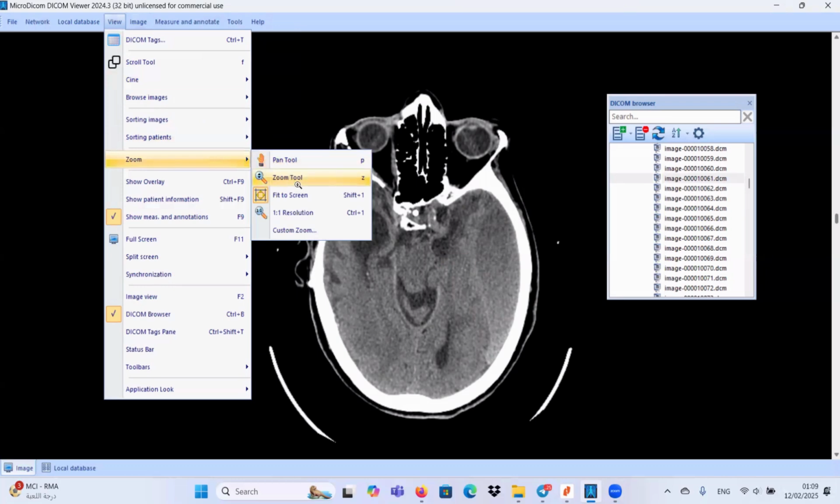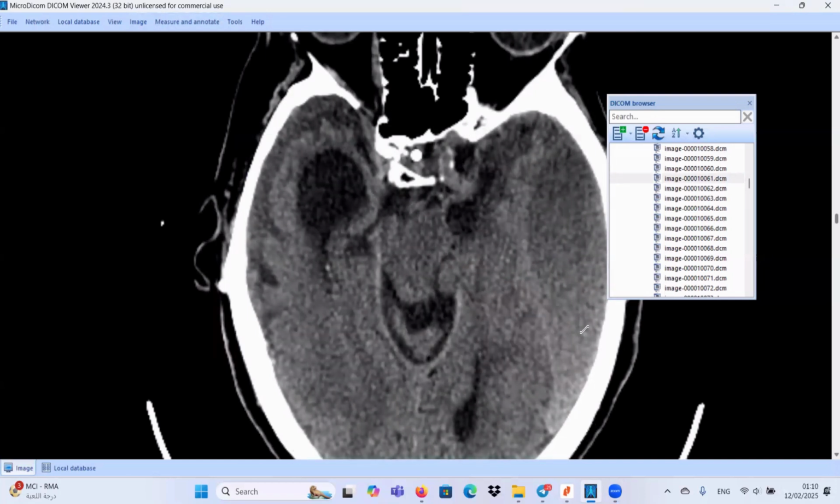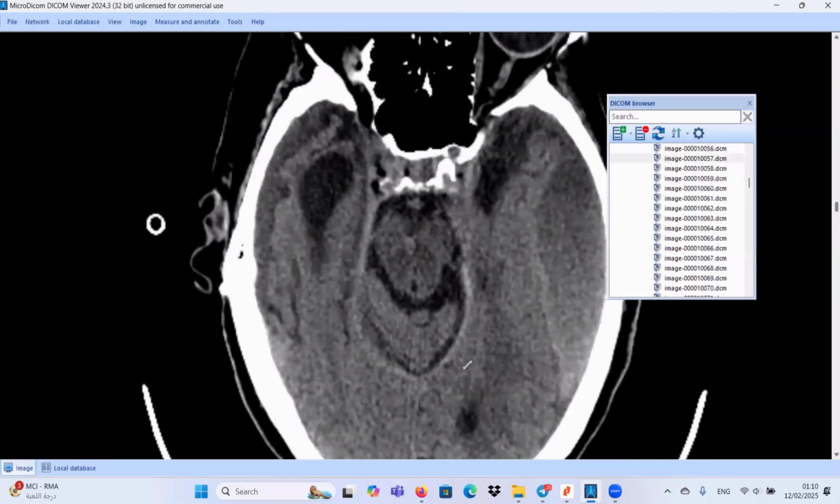So we have here at this region, this is the site of the tentorium cerebelli, and we have here a part of the brain tissue crossing the tentorium cerebelli, not like this part. This is the tentorium cerebelli. Nothing is crossing across the tentorium cerebelli. So we have something abnormal on the left side.